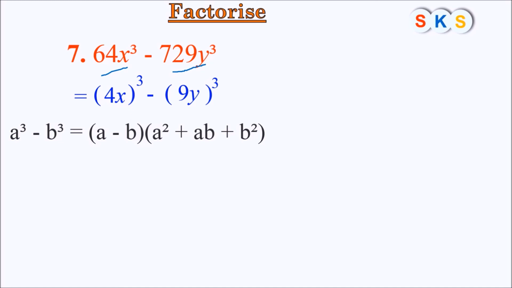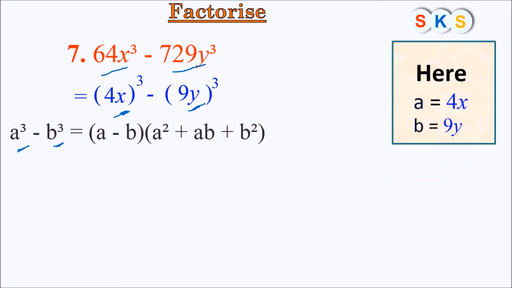And you can see the first term is the cube of 4x, right? So here a equals 4x, and the second term is the cube of 9y, so here b equals 9y. So what is the value of a? It's 4x. And what is the value of b? It's 9y. Now we are going to substitute the value of a and b in this formula. Open the round bracket. At the place of a, what can we write? 4x. 4x minus, at the place of b we will write 9y.